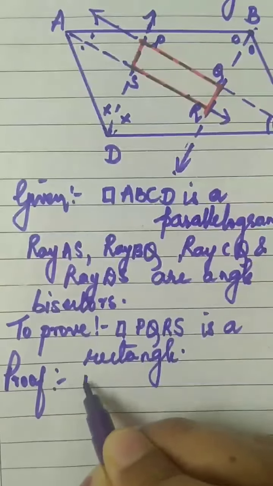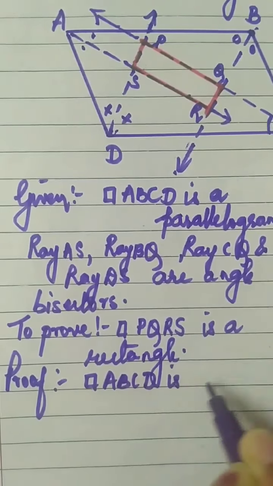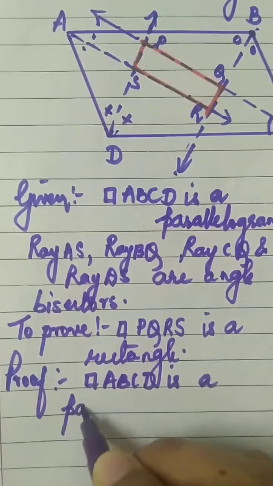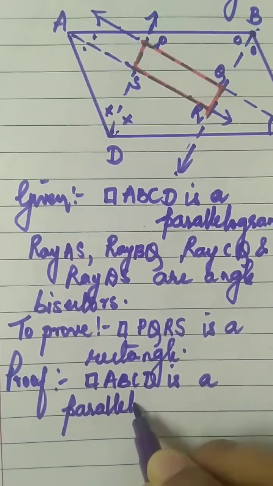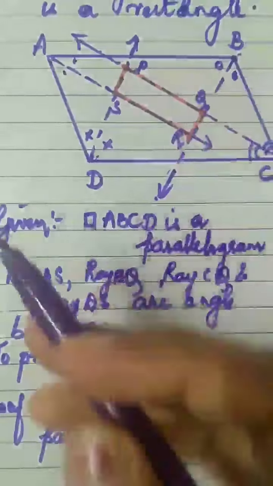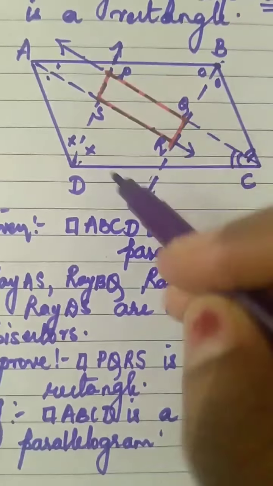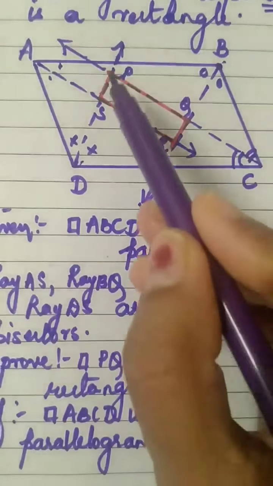Now we will start from quadrilateral ABCD is a parallelogram. That we all know. This is a parallelogram. So if ABCD is a parallelogram, that means the opposite sides are parallel. Now we want 90 degrees, no?